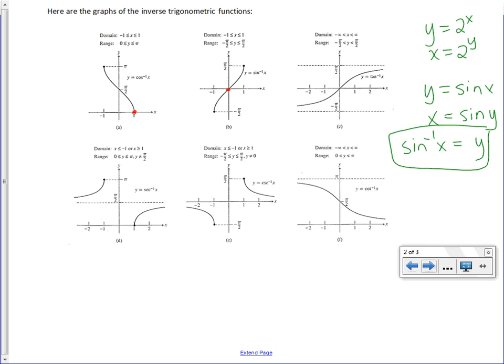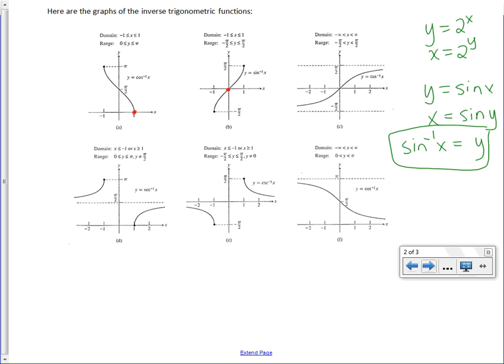Those points are not on both. So you can identify which one's which by knowing which one has 0, 0 on it and which one has 1, 0 on it, because those correspond to 0, 0 and 0, 1, right? We know 0, 1 is on cosine, so 1, 0 has to be on the inverse, and 0, 0 is on sine x, so I know 0, 0 will be on the inverse. So there's one point that should be able to identify which one's which.